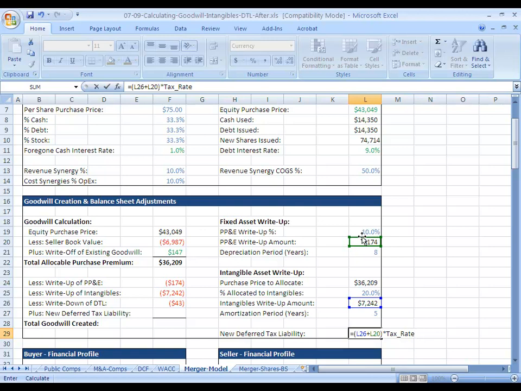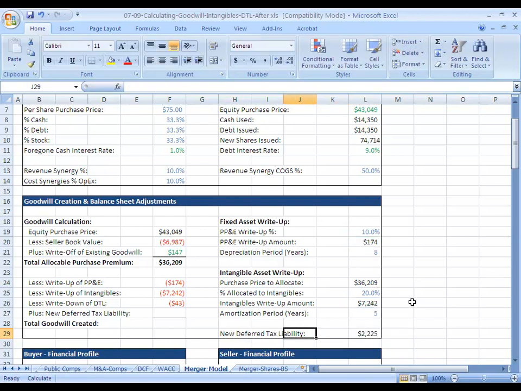We multiply by the tax rate because both the PP&E here and the amortization of intangibles will be tax deductible. So we want to reflect here the fact that we're paying taxes in proportion to the amortization of intangibles and the PP&E write-up and the actual tax rate of the company.